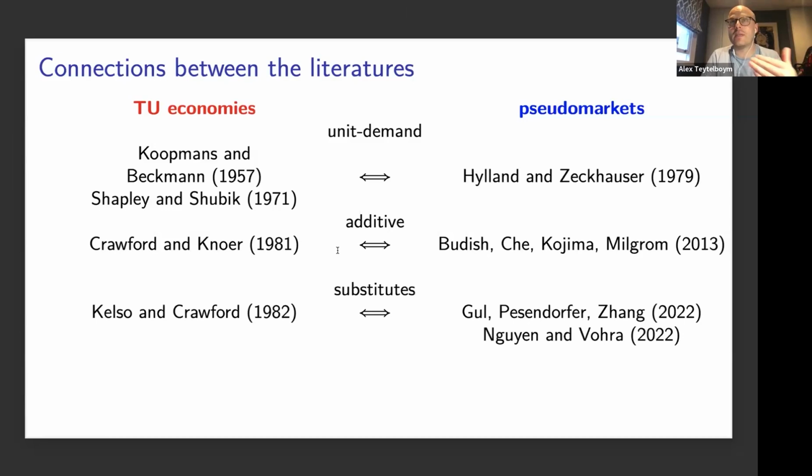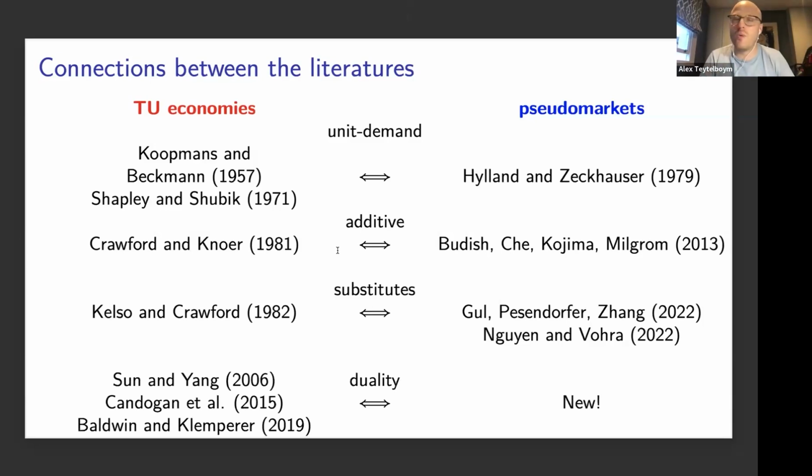And there were two papers in just the last couple of years, some of which I think is yet to come out, which showed separately, independently, that under substitutes, there exists a pseudo-market equilibrium. Again, what our result points out is that the reason why it happens in the pseudo-market is a consequence of there being an equilibrium in the TU economy. Again, all of these ones I've shown you are invariant domains. Unit demand, additive, and substitutes, they're all invariant domains.